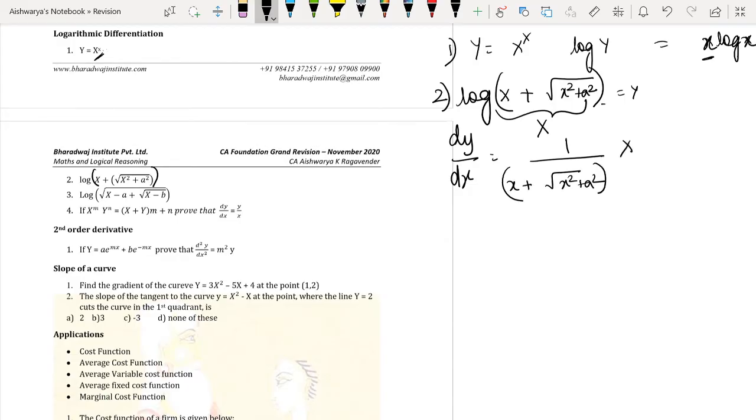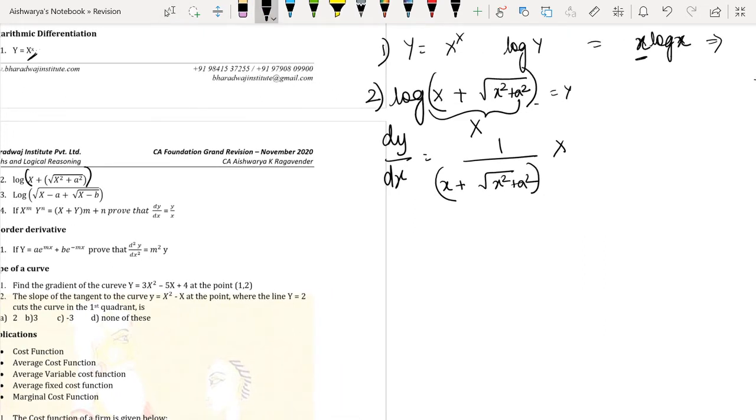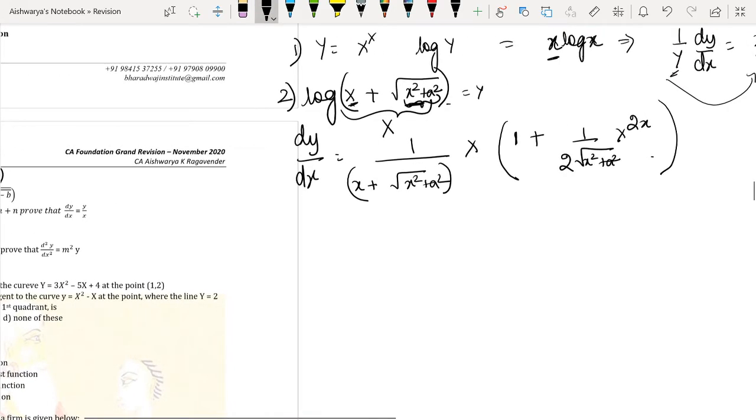So this you will be multiplying with differentiation of each of the terms inside. Each of the terms, x differentiation is 1, plus differentiation of this will be 1 by 2 root x square plus a square multiplied by differentiation of what is inside the root. Inside the root, differentiation of x square is 2x. So the 2 and 2 get cancelled. This is what you get.